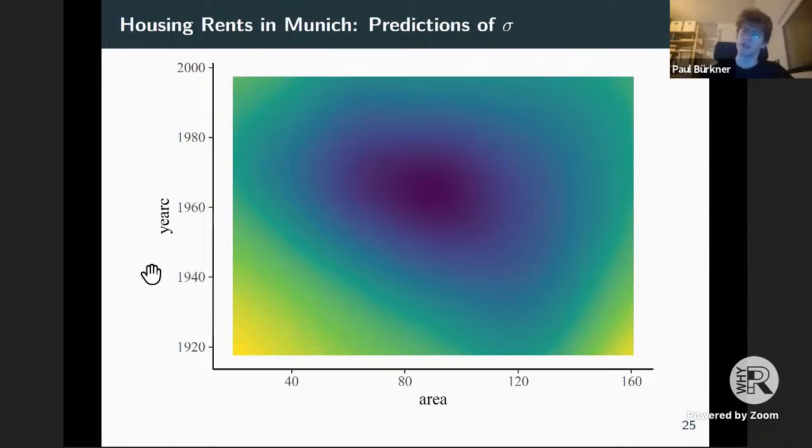So we have seen here that we can not only predict the mean, we can also predict the standard deviation, and we can do so using unknown nonlinear functions just estimated from the data, for example, splines.